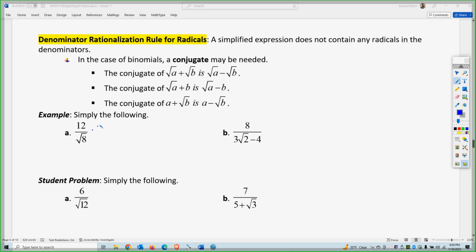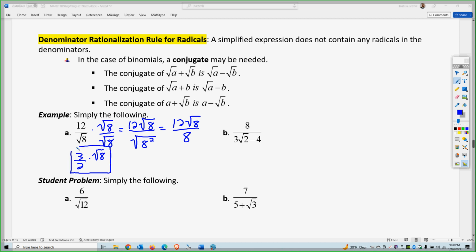All I have to do is multiply by root 8 over root 8, which is 1 essentially, and I'll get 12 root 8 over root 8 squared, right? Which gives me 12 root 8 over 8. The 12 and the 8 have a common factor of, what, 4? So that's 3 over 2 times root 8. So that gives me a nice answer. You can put the root 8 in the top too if you want, depending on the context, if it's a ratio or not.